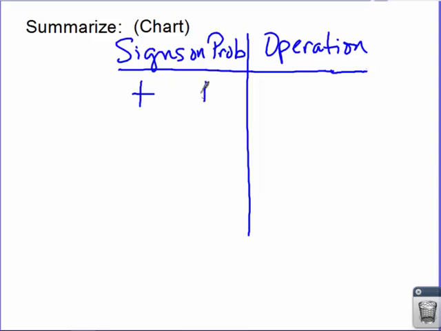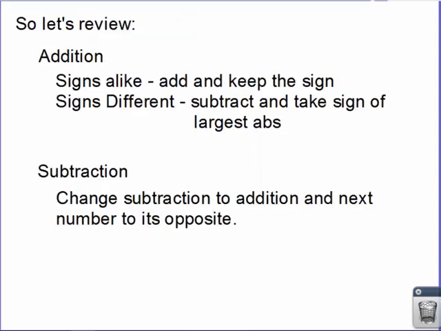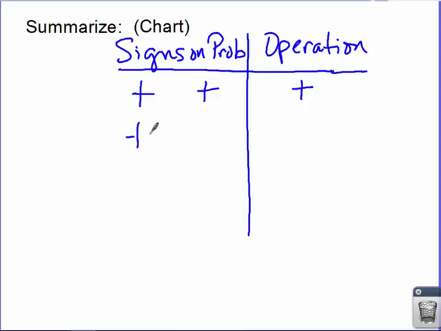So if I had a problem with a positive number and a positive number, and I'm going to add those together, what operation would we do? We would add our numbers together, like the rule said: if our signs are alike, we add and keep the sign. Well, what if one was positive and one was negative? If our signs are different and it's an addition problem, we subtract our numbers.